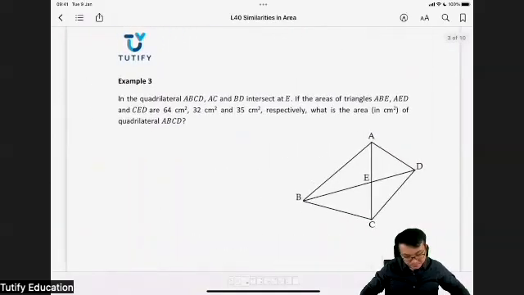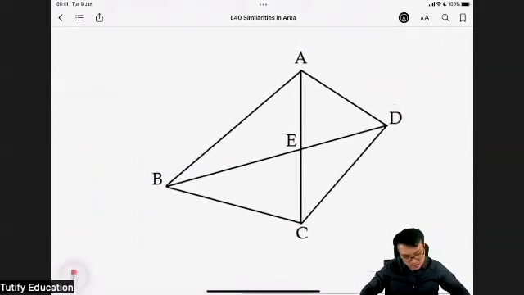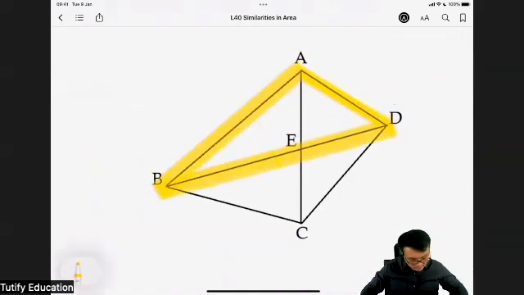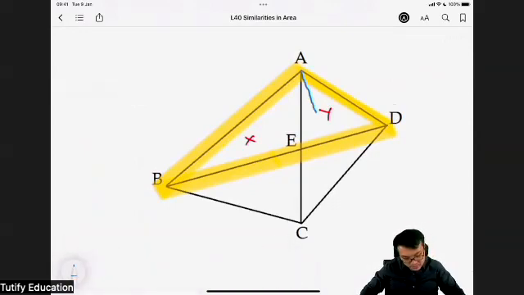Okay, let's look here. Immediately when you look at this diagram, students, we already know that triangle X and triangle Y both have the same 90-degree height. Okay, look at triangle Y. Triangle Y has a base over here. This is the base of triangle Y. The height is 90 degrees.